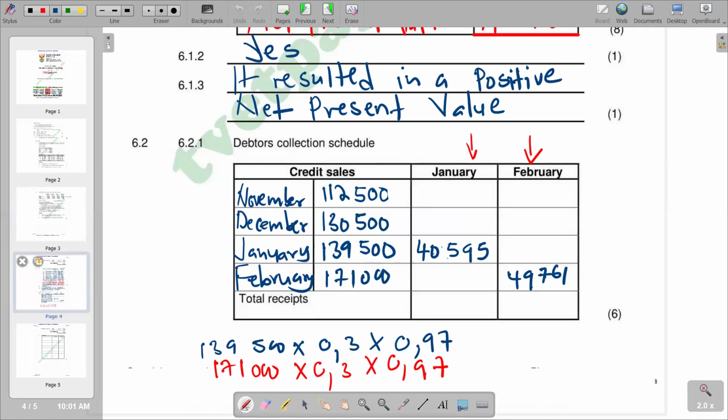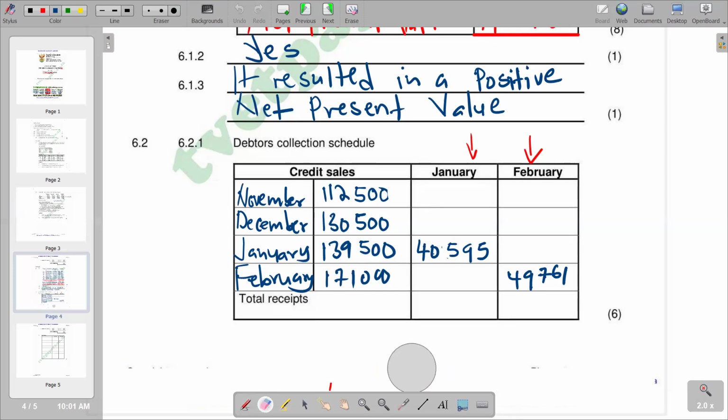So already we have got our credit sales amount. So what is for December? 130,500. Its proportion, 40%, is going to be received in the following month, which is going to be January 2022. So basically we are saying 40% is 0.4 as a decimal multiplied by the credit sales for December, which means credit sales for December being received in January this year. If you multiply, you're going to get your answer is 52,200.